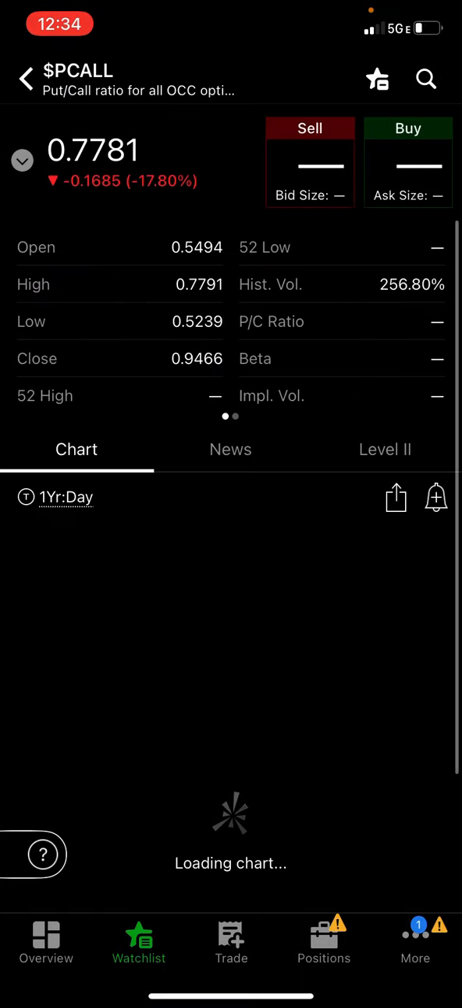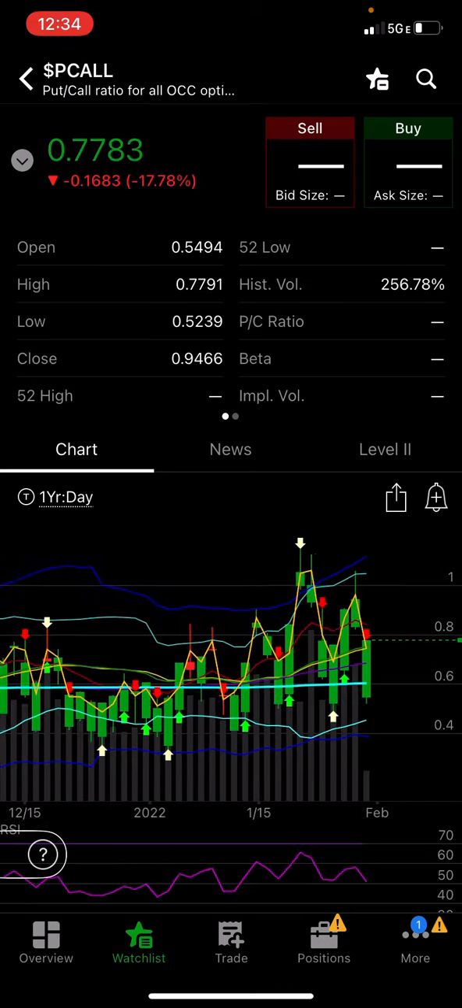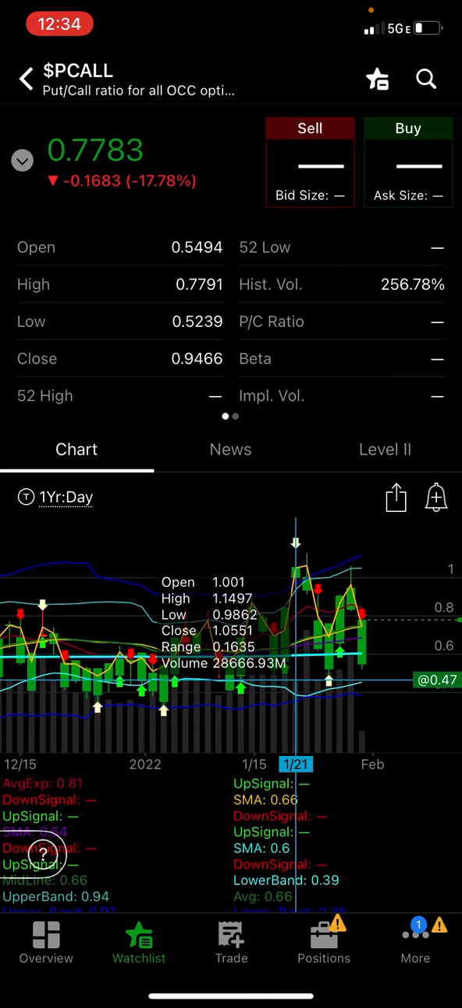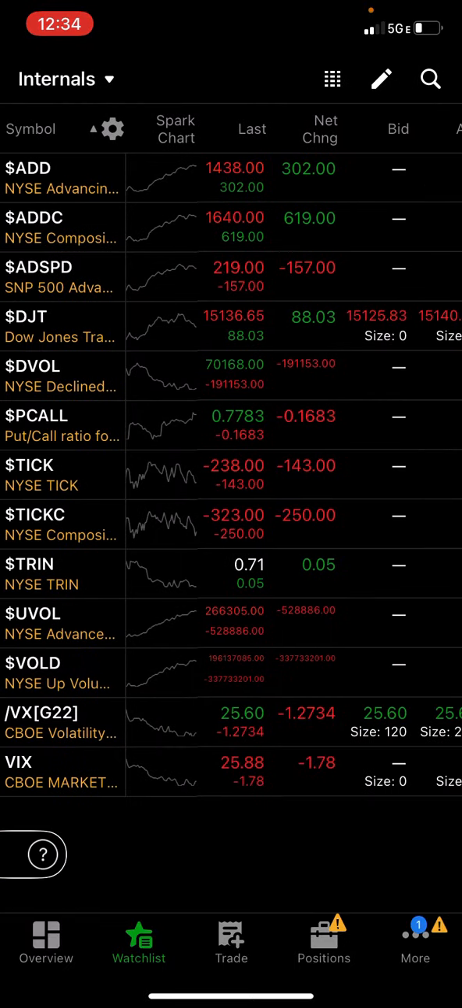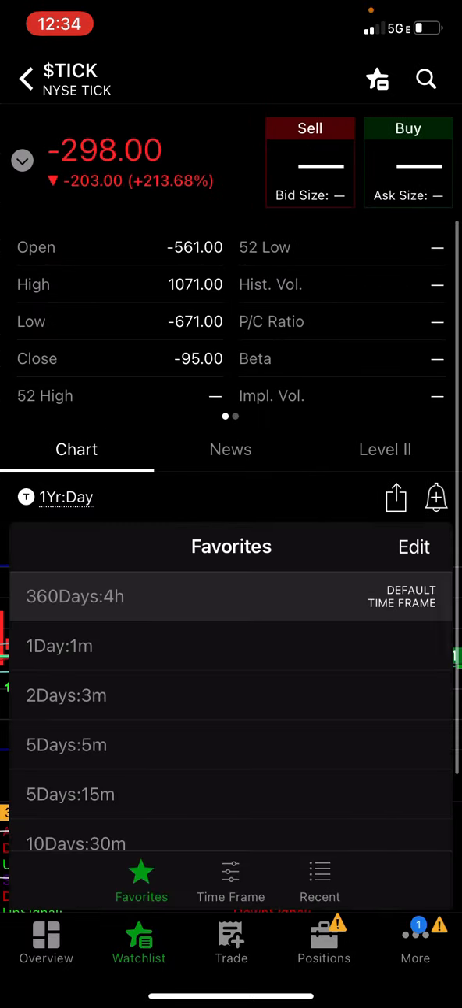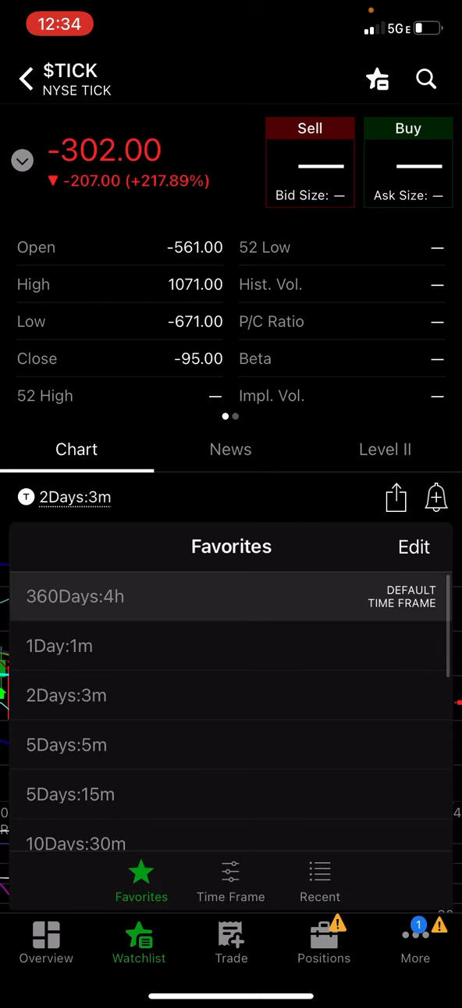Here's that put to call ratio I was talking about. So, pretty neutral territory right here at about 0.77. But, again, you saw here it was at 1.14. So, a little extreme on that. Ticks were looking pretty good earlier. Looks like we're starting to go a little red here.